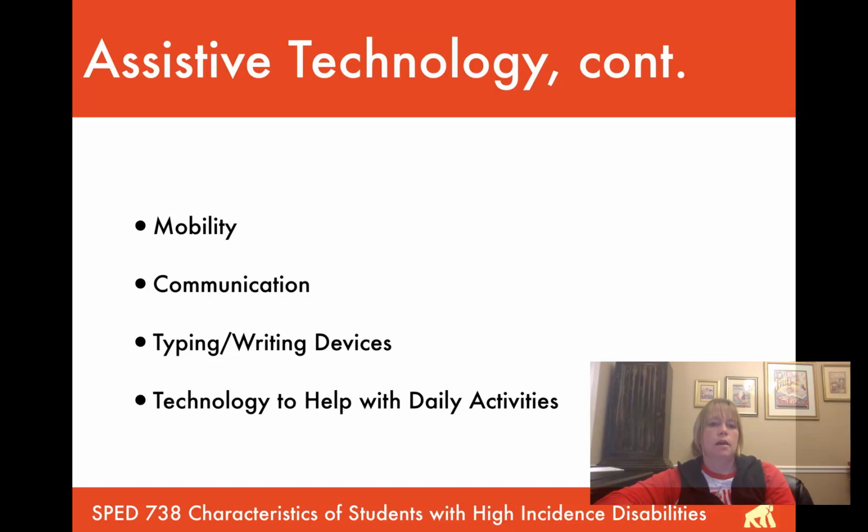Those kinds of things. In the next module, we're going to take a close look at communication, and we're going to look at communication devices that we can use with students. Then we look at different types of assistive technology tools for typing, different writing devices, and then technology to just help with daily activities.